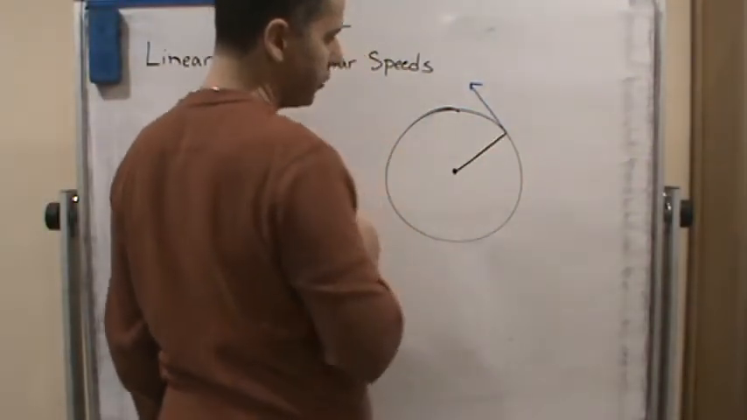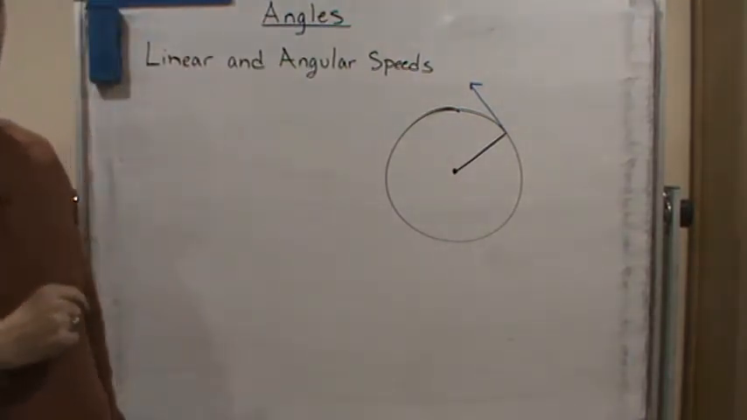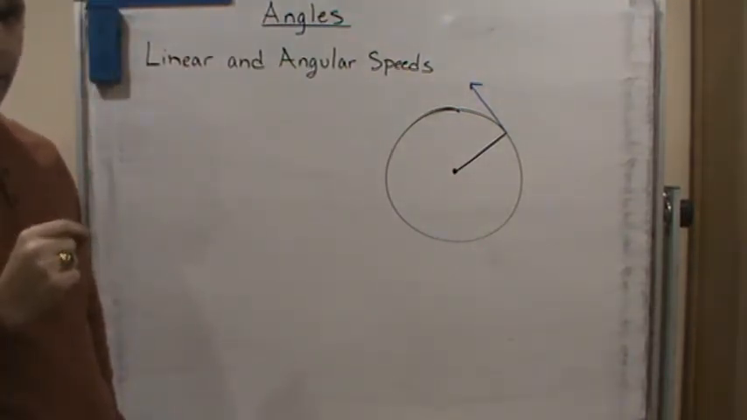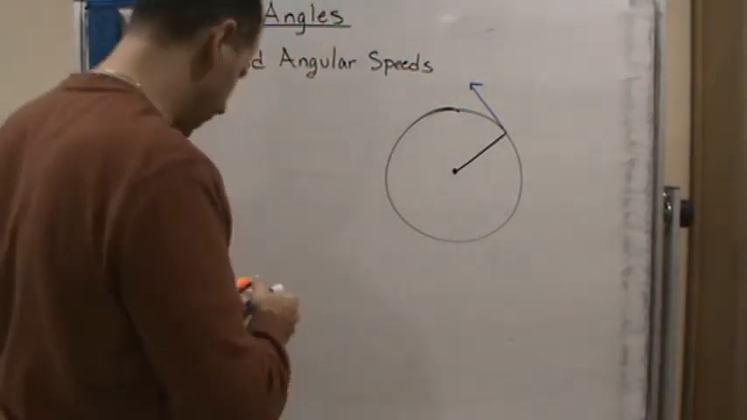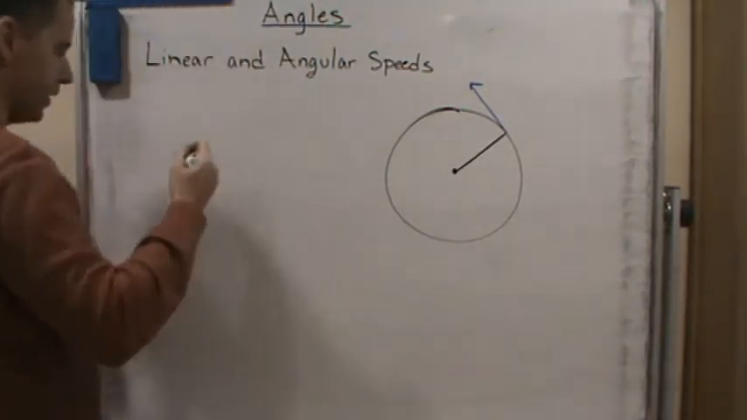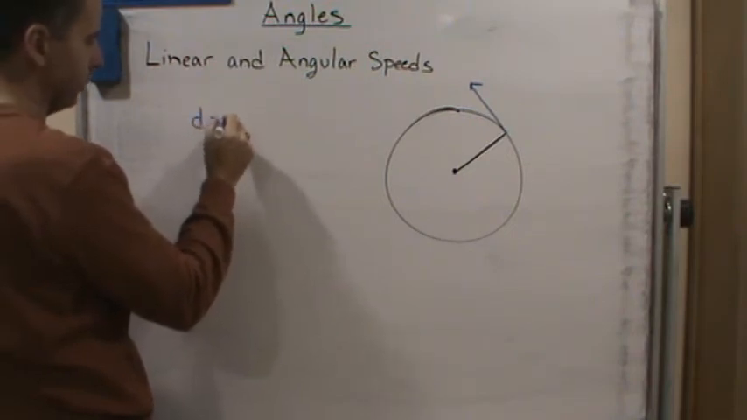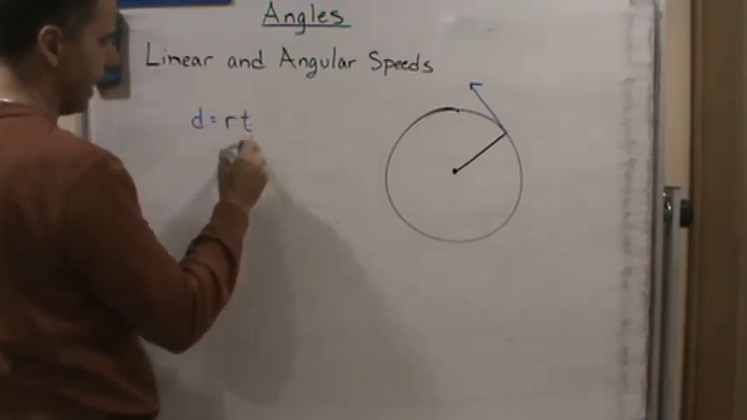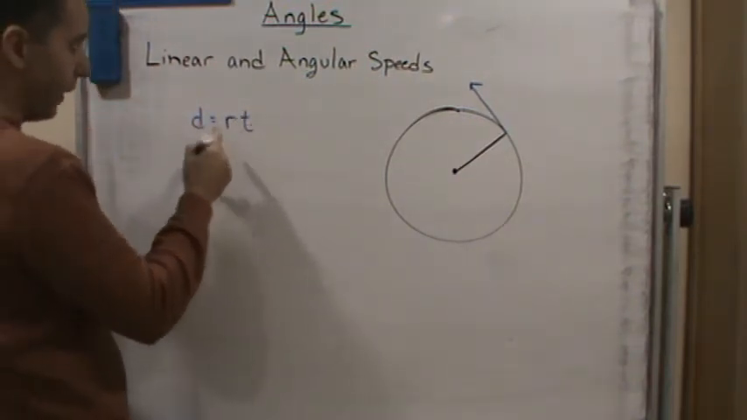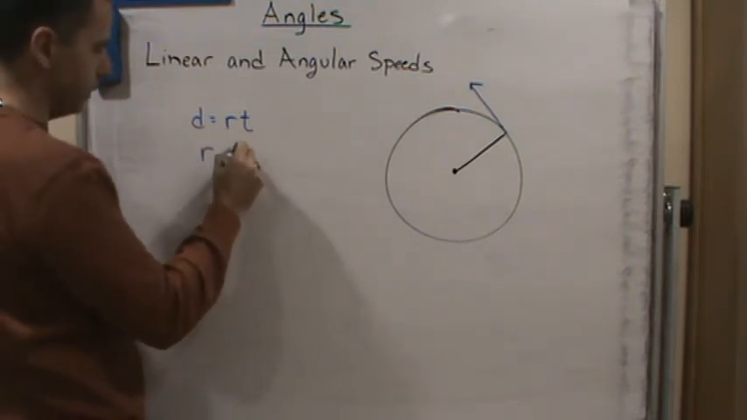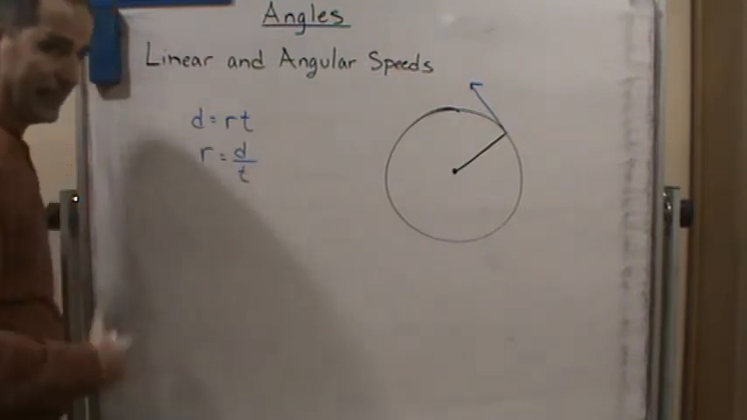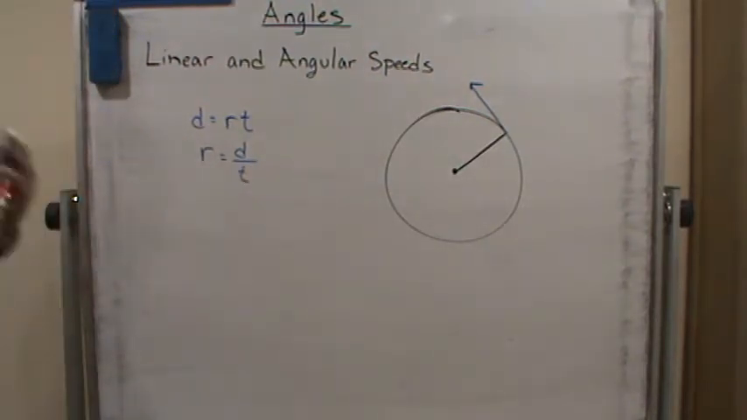And so we can talk about linear velocity or linear speed like this. Because remember, if I look at a car, linear speed, distance equals rate times time. So the rate, the speed of the vehicle, is just R equals distance divided by time. That's easy, that's intuitive. It's how fast you go, how far you go over a certain amount of time.